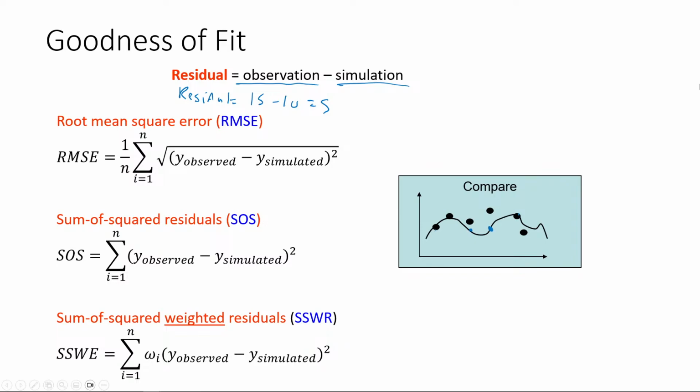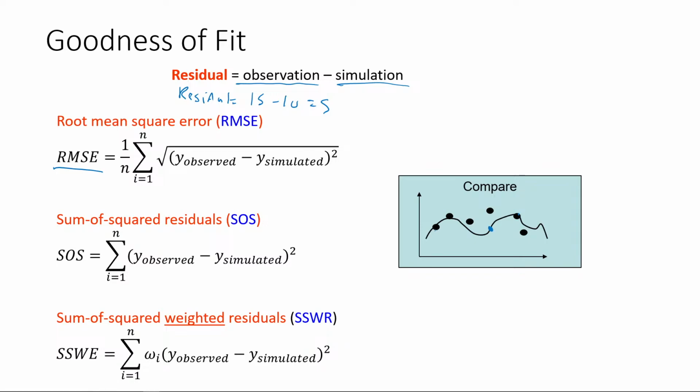But then I don't want to find the residual for each point. I want to find the total error. The total error is something called the root mean square error, and this is just what it is. You get your residuals, you subtract them, and then you square them. Why do you square them? Because you will sum them.